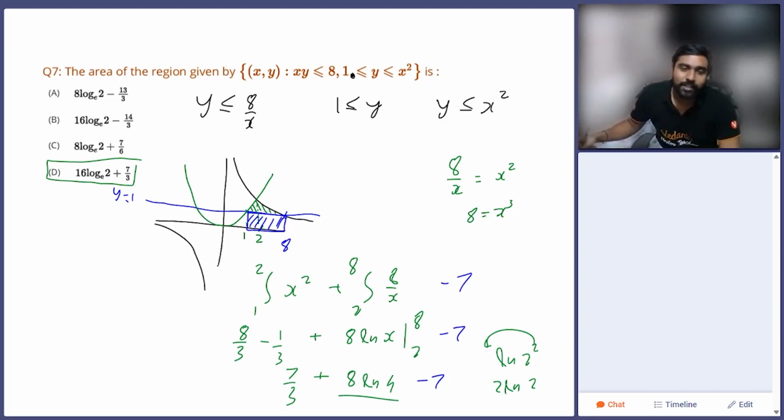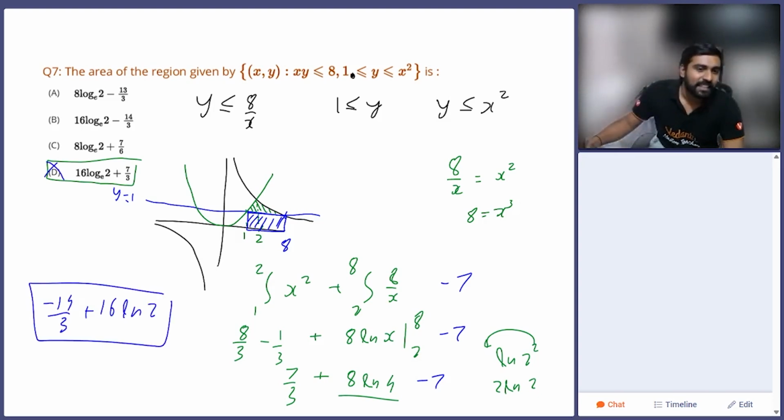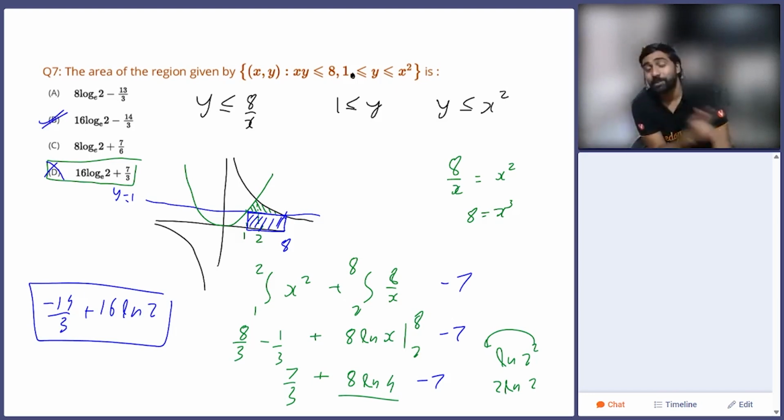We can't forget that. So when we subtract this area, that's a good sneaky option which they had put up over there. So when you subtract this area, I'll get 7 by 3 minus 7, that is minus 14 by 3 plus 16 by 2. Nice sneaky option D present over there. We have to remember to subtract that rectangle's area as well, which is 7 units, and that gives the correct answer of option B, 16 ln 2 minus 14 by 3.